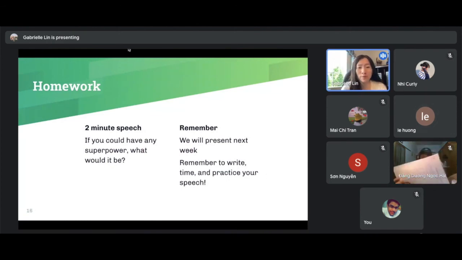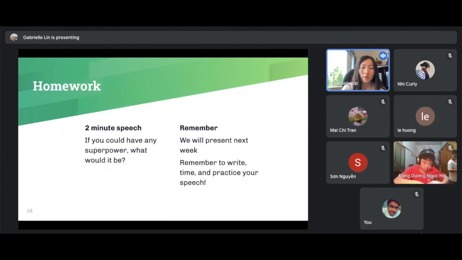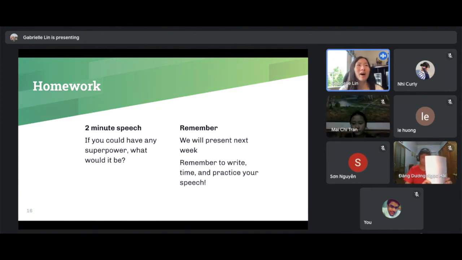Class, I'll just give you your homework for next week. Do a 2-minute speech on if you could have any superpower in the world, what would it be? Your superpower could be time travel, it could be flying, it could be the ability to summon any object. You can choose whatever, just if you could have any superpower, what would it be? Remember, we are going to present next.